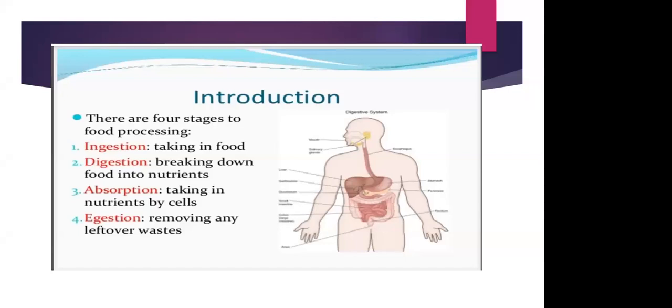So these are the 4 stages of food processing, children: ingestion, digestion, absorption, egestion. Ingestion means taking in food, intake of food, and digestion means breaking down food into nutrients. After digestion, the next process is absorption, taking in nutrients by cells. And the last one, egestion, removing any leftover waste, so getting rid of waste materials from the living organisms. That is nothing but egestion. So these are very, very important terminology here.